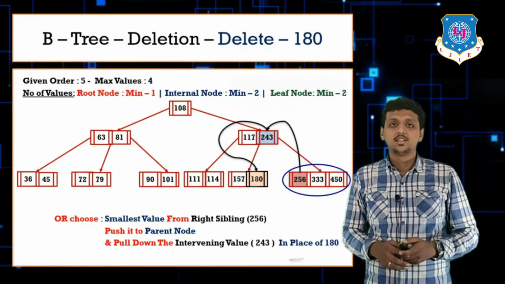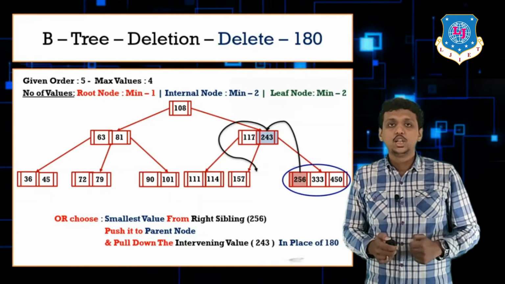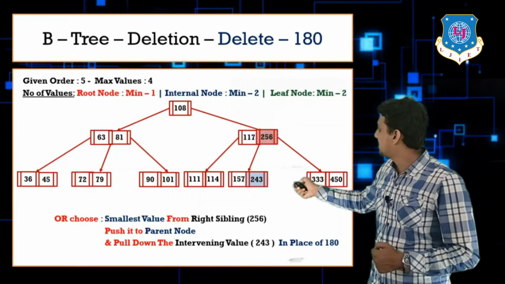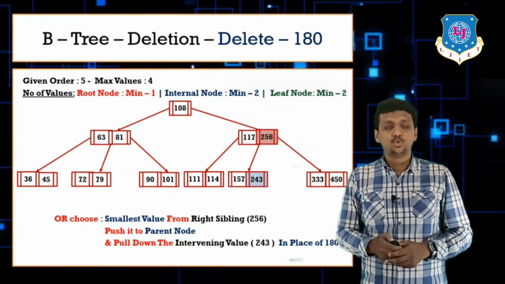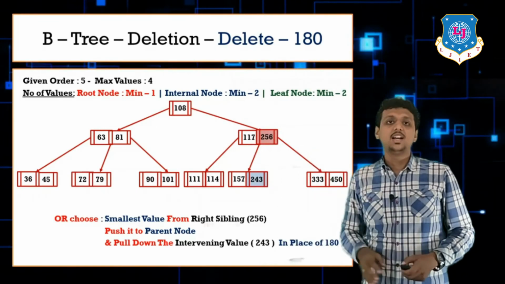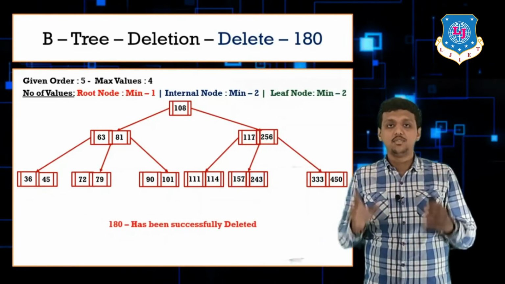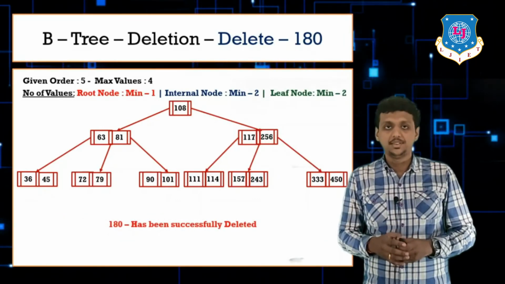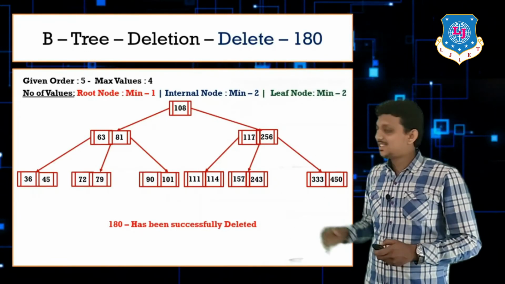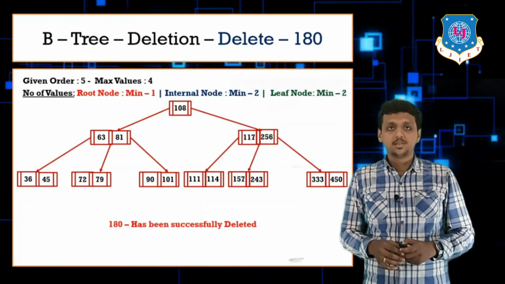Here I'm just removing 180. 243 will take the place of 180 and then 256 will take the place of 243. So this is my final answer after deleting value 180. Fine. Okay, now let's see the next deletion operation.